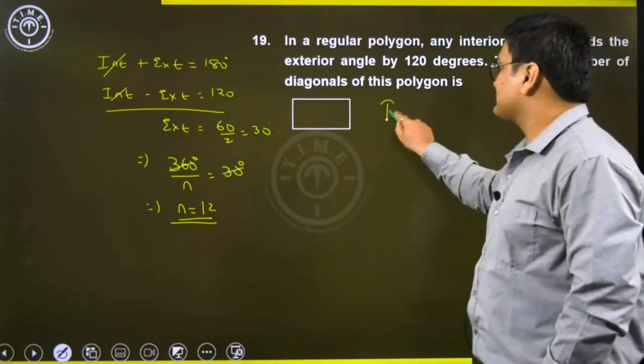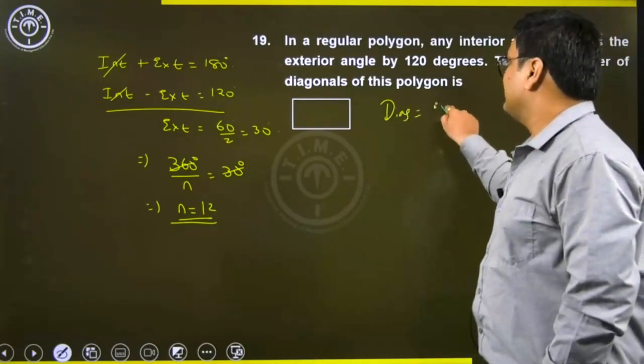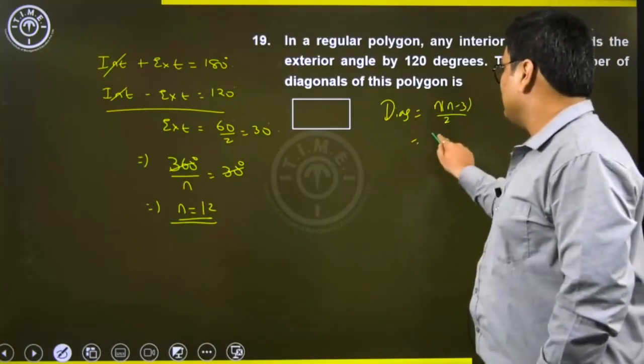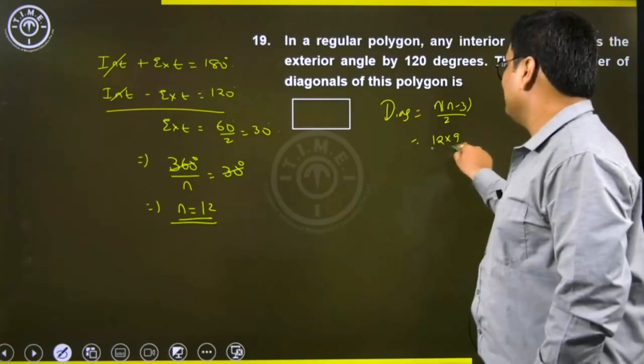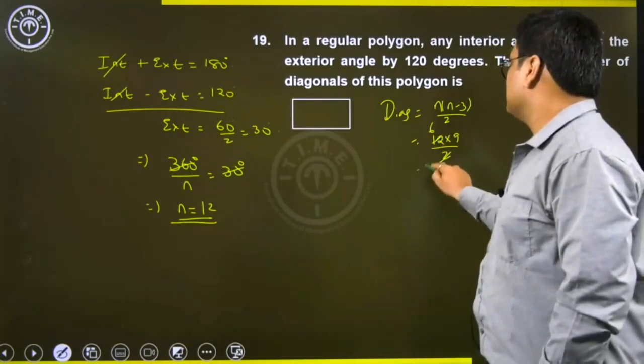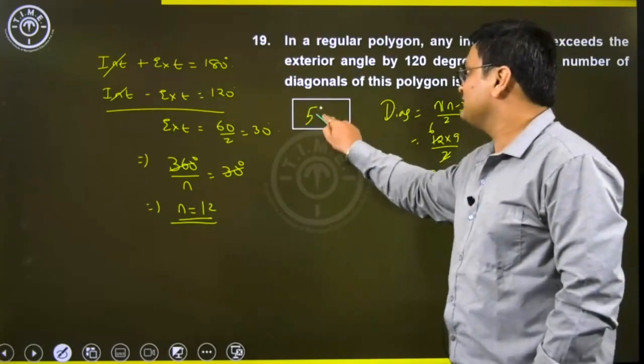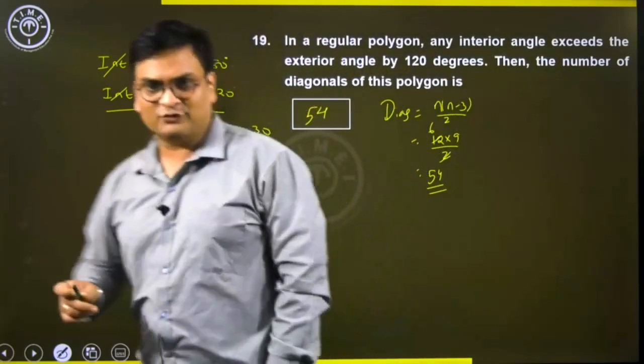The number of diagonals, there is a formula for this, n into n minus 3 upon 2. So n is 12, so 12 into 12 minus 3, 9, upon 2, 6 into 9 will be 54 diagonals. So the answer will be 54.